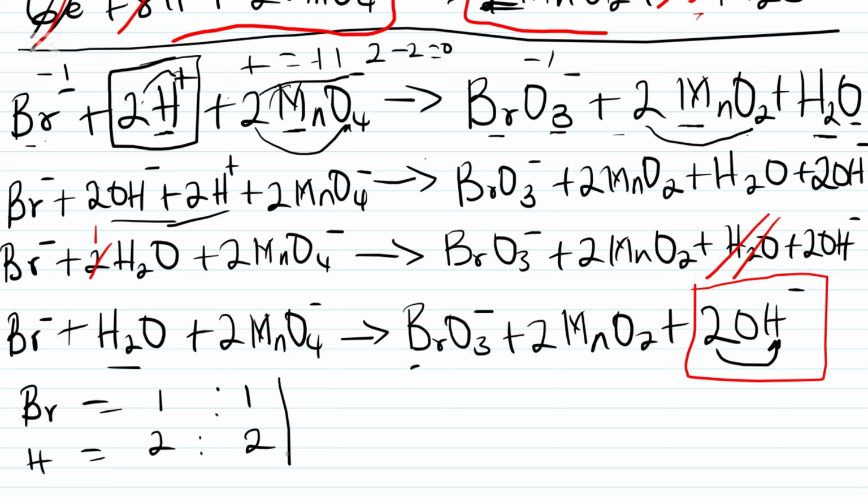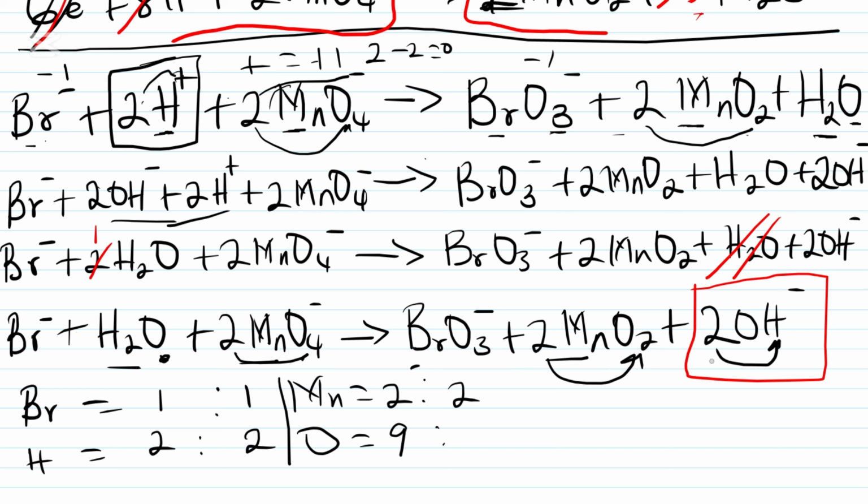Now let's look at the next one. We have our manganese. How many do you have on the left? We have a 2 on the left. We also have a 2 on the right. So it's 2, 2. Now for our oxygen, we have a 1 here, and then we also have 2 times 4. That gives you an 8, which means for the oxygen, we have a 9 on the left. And how many do we have on the right? We have 2 times 2. That gives you a 4. 4 plus 2, that gives you a 6. Then plus 3 here, that gives you a 9, which means that all our atoms are balanced.